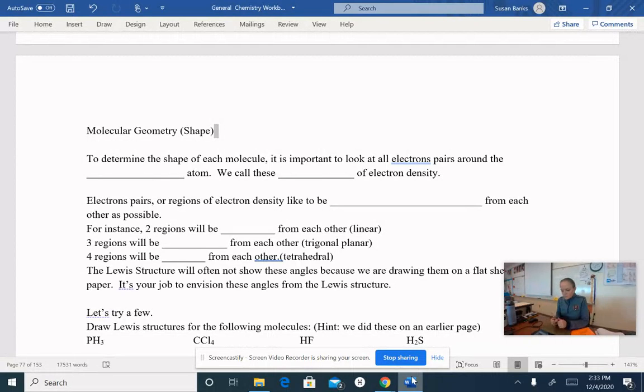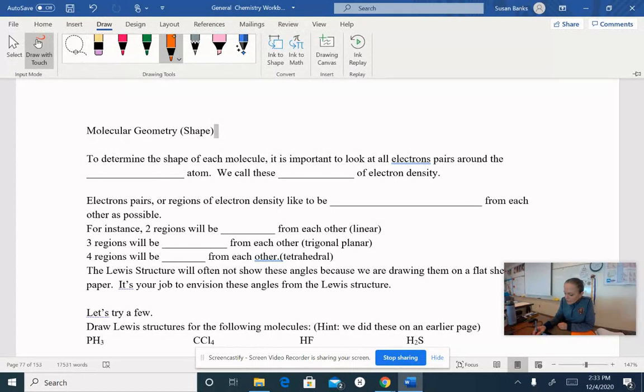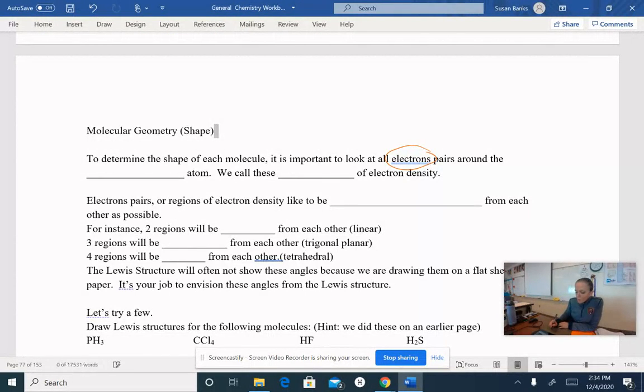So here we go. In order to determine the shape of each molecule, it's important to look at the electrons. So we're going to need to look at all the electron pairs around that center atom. That's why I've had you looking at the center atom for the last little bit. We call these areas of electron density. Electron pairs don't just need to be pairs. Remember, a double or a triple bond can count as one area because all the electrons are smushed together into one spot.